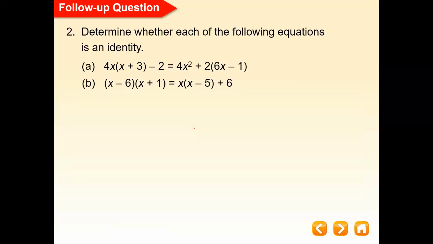Question 2. Determine whether each of the following equations is an identity. Now you may pause your screen and try it by yourself. Now let's look at the solutions and answers.